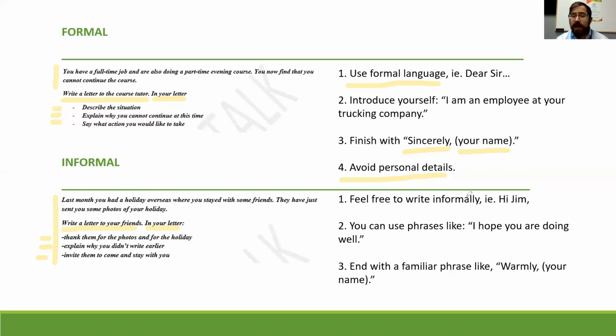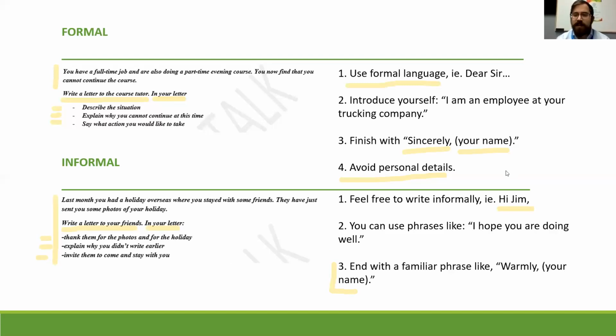You can feel free to write informally. So instead of saying, dear sir, if it's your friend, you would probably say, hi Jim, hi Pam, hi Sally. Of course, you can use phrases like, I hope you are doing well. So you might start an informal letter with something like, hi Jim, I hope you're doing well. It has been a long time since we've talked. And of course, when you finish it, you can end with a more familiar phrase, like warmly, love, something like that. And then your name, of course, because you're still writing a letter.